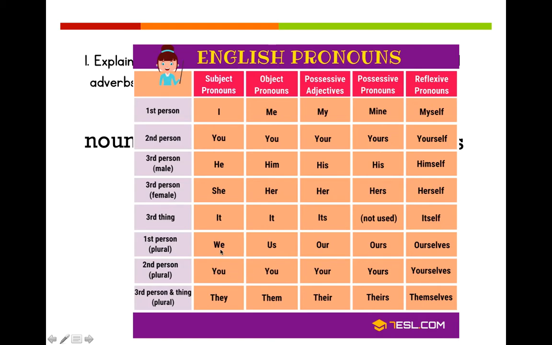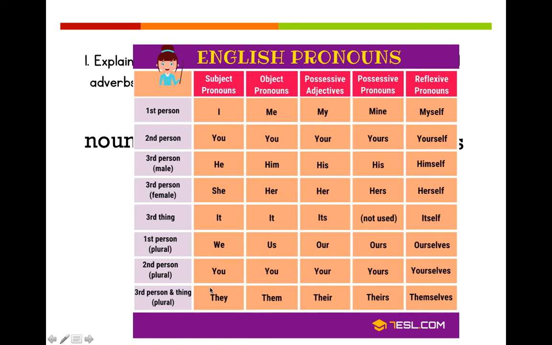If you're talking about a group that you are a member of, you use pronouns like we, us, our, ours, ourselves. If you're talking about a group that you're not a part of, you can use these pronouns: you, your, yours, yourselves, right? If you're talking directly to them. If you're talking about a group, but you're not talking directly to them, you can use these pronouns: they, them, their, theirs, themselves.